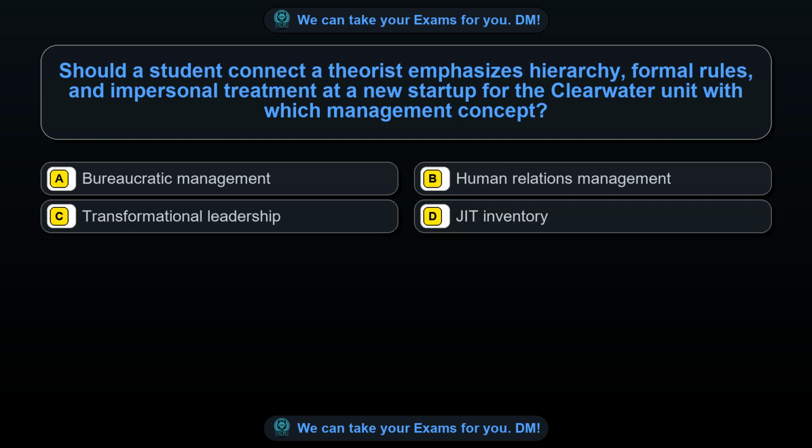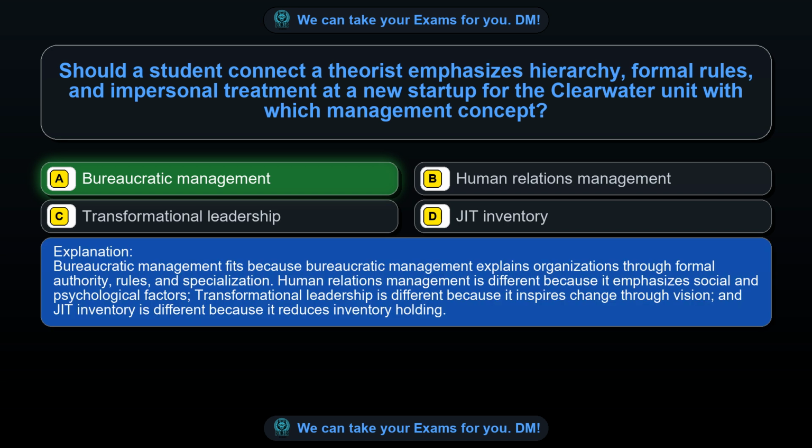Question 87. Should a student connect a theorist emphasizes hierarchy, formal rules, and impersonal treatment at a new startup for the Clearwater unit with which management concept? Option A, bureaucratic management. Option B, human relations management. Option C, transformational leadership. Option D, JIT inventory. The correct answer is option A, bureaucratic management.